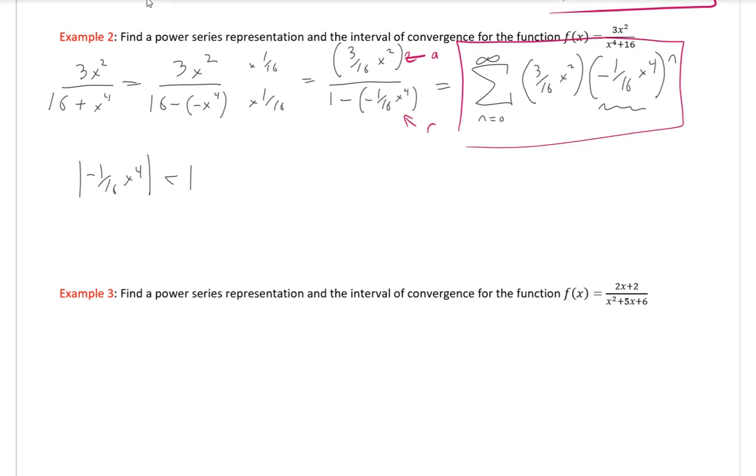That's not too bad to do. Again, forget the negative because the absolute value will get rid of that. Multiply both sides by 16. We have the absolute value of x to the 4th is less than 16.